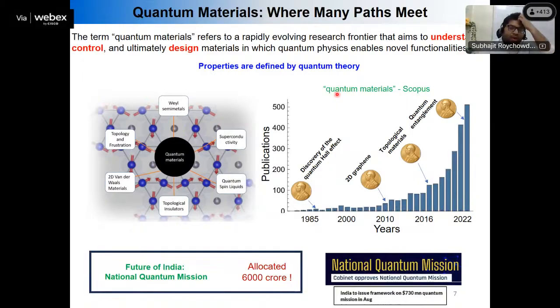Now, if you put quantum materials as a keyword in Scopus, you will see the number of publications increases with years. What does that indicate? This says that people now understand that quantum materials are the future for practical applications in the near future. And you can see that in this field we have many Nobel laureates. As a result, our government also launched a National Quantum Mission with an allocated budget of approximately 6,000 crores.